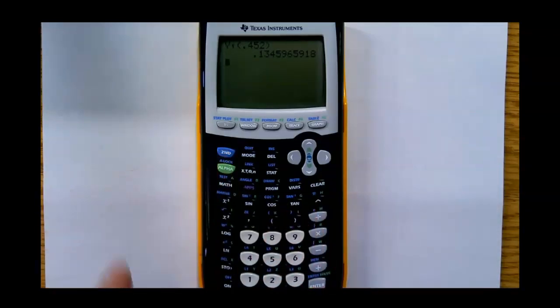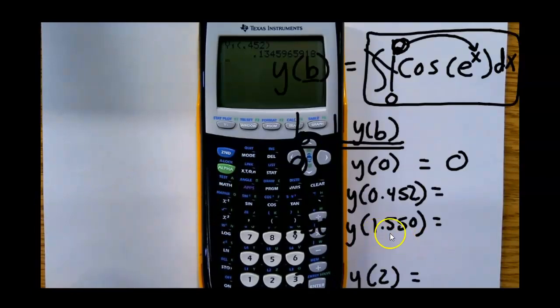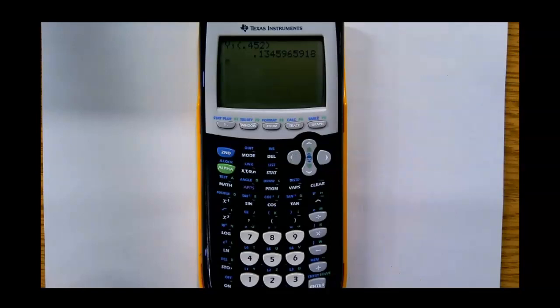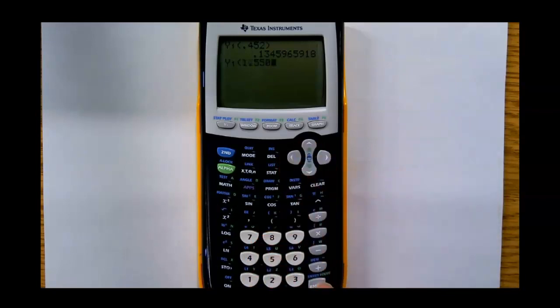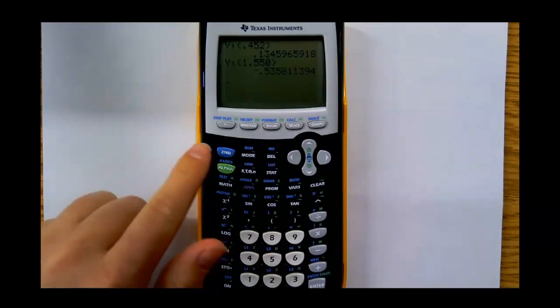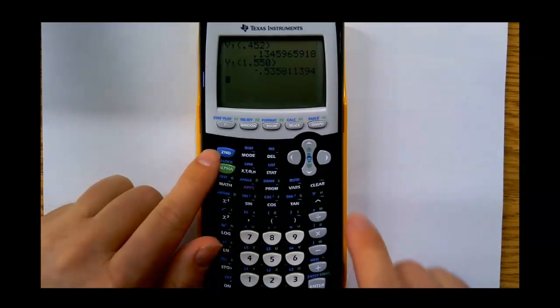Enter. So there's that one. We also need to figure out what is y of 1.550. Second. Enter will bring back the same thing. Just go back and replace it with what I want. And then finally we need to figure out what is y of 2, the last one.